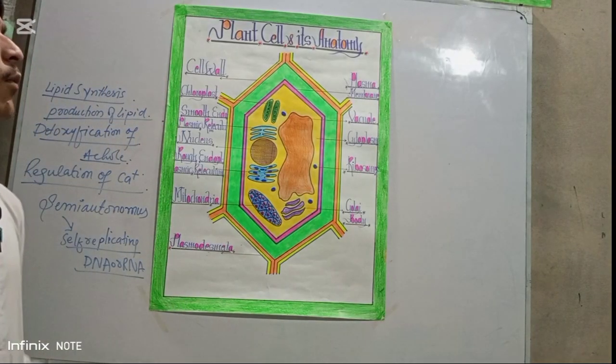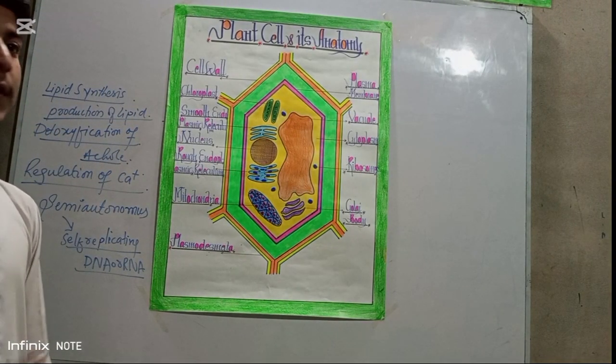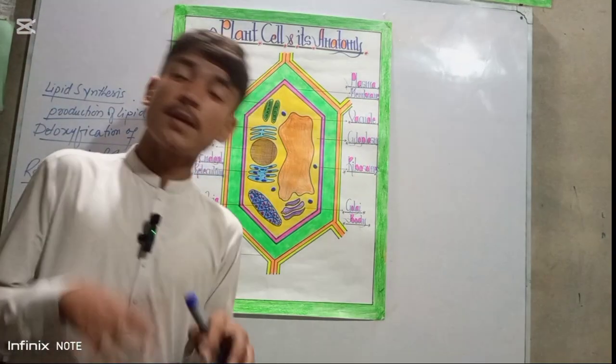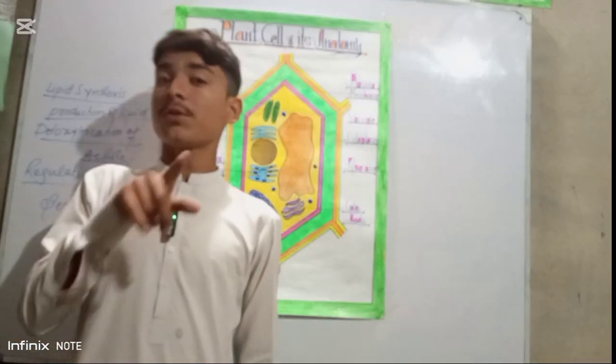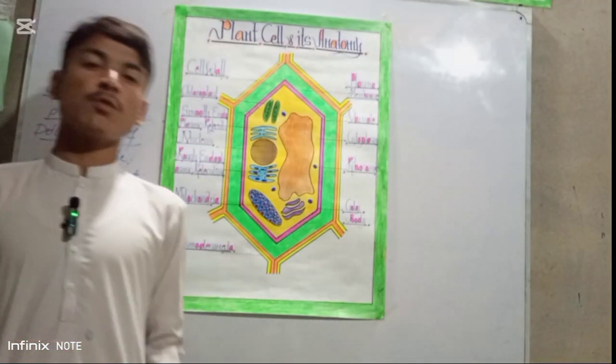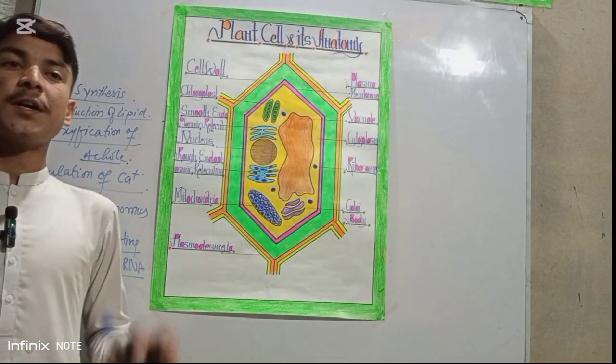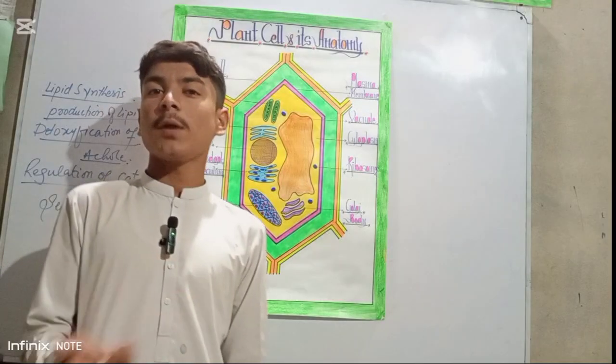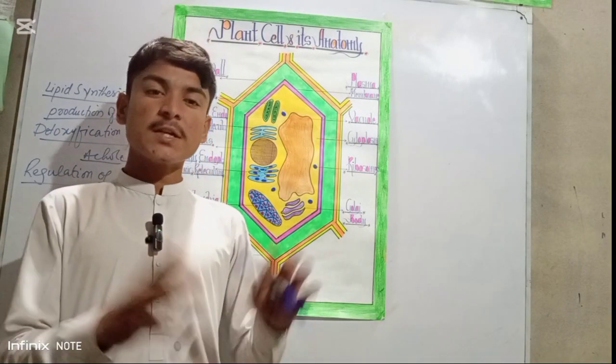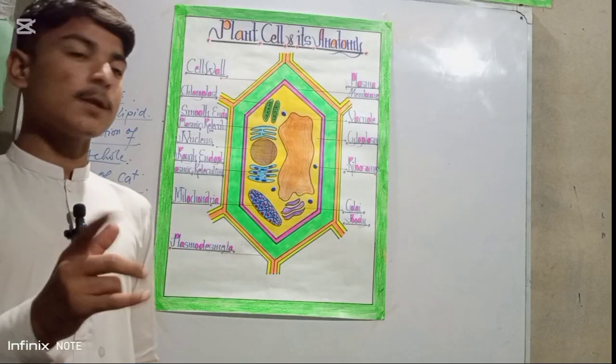Now we are discussing what a plant cell is and what an animal cell is. As we know, the animal cell does not have a regular shape; it has an irregular shape, a different type of shape. And the plant cell has a regular shape, a particular type of shape.